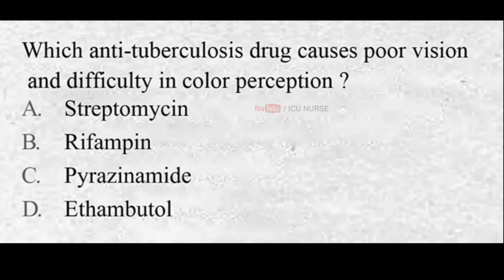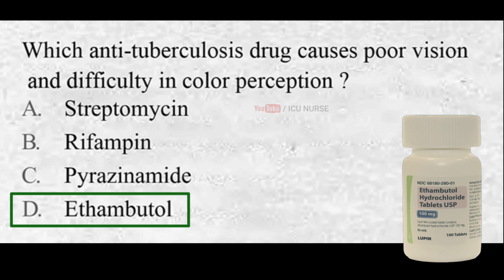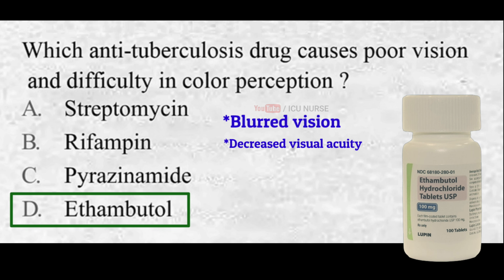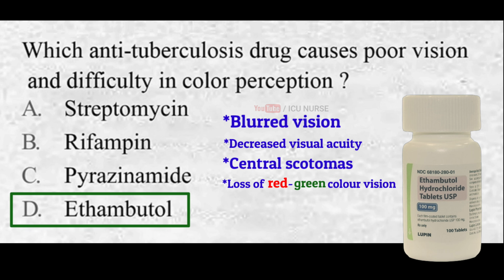Which anti-tuberculosis drug causes poor vision and difficulty in color perception? A. Streptomycin. B. Rifampicin. C. Pyrazinamide. D. Ethambutol. And the correct answer is D. Ethambutol. Ethambutol is the most commonly implicated drug. It is generally well tolerated but known to cause optic neuritis, more specifically retrobulbar neuritis causing blurred vision, decreased visual acuity, central scotomas, and loss of red-green color vision. The exact mechanism of toxicity is not understood.